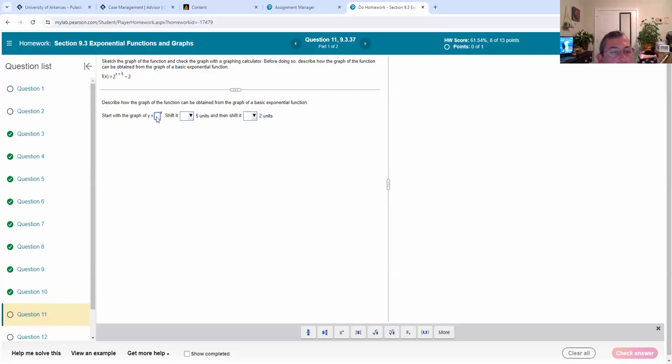All right, so 2. So we're going to put in a 2. Then it says shift it blank 5 units. Well, that 5 is being added to the x. So when you add to the x, are you going down, right, up, or left? So y'all are saying left. Because remember, adding to the x does move me left. And then shift it blank 2 units. And that's being subtracted, so that one's going to go down.